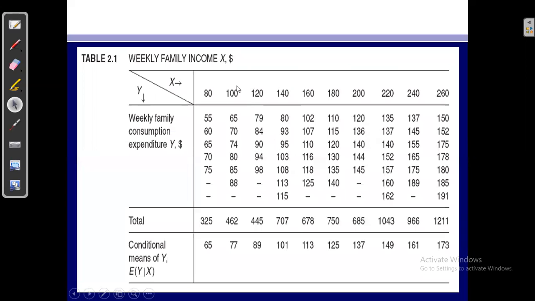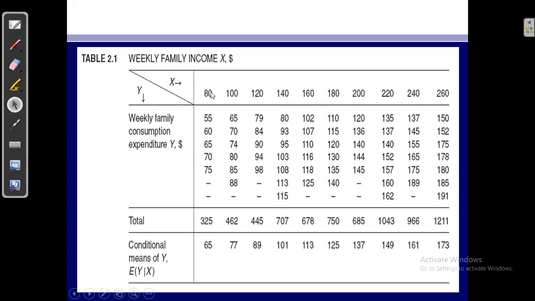And in the last lecture, I told you to always keep this table in mind, which I call Table 2.1, which represents a hypothetical population. If you look at the values of X here, $80 per week, $100 per week, $120 per week, up to $260 per week, we say that this data was generated in such a way that the values of X were predetermined, which means these levels like $80, $100, $120 were predetermined. They were not taken randomly.